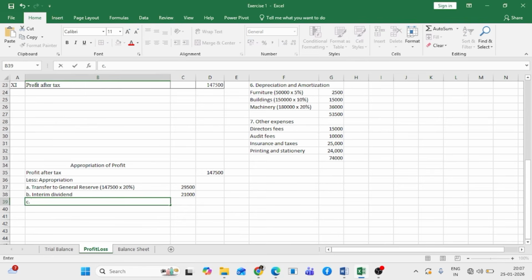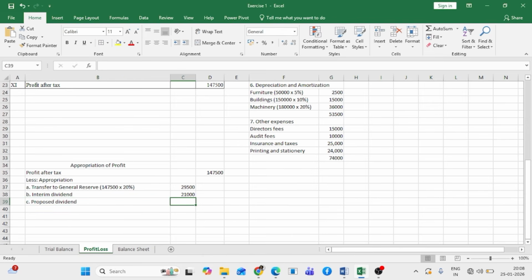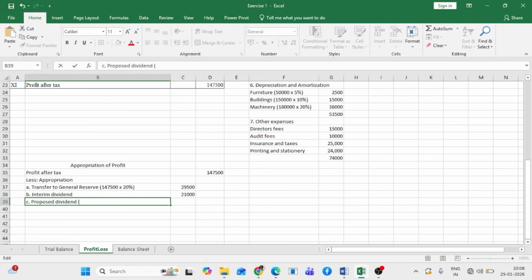And the last one is the final dividend. So here final dividend we are not going to show. We are going to show the difference between final dividend and interim dividend, and that difference is known as your proposed dividend. Okay, so proposed dividend is final dividend minus interim dividend.